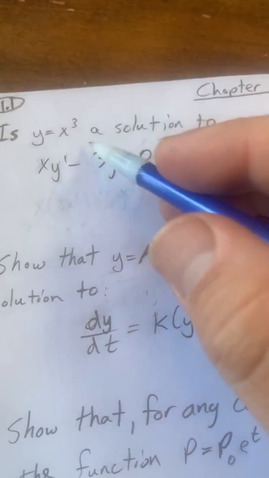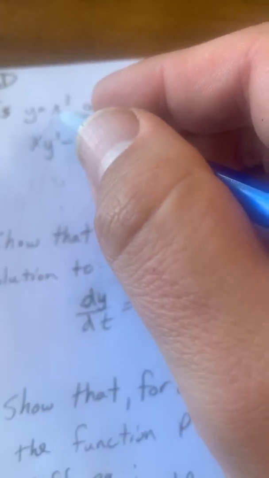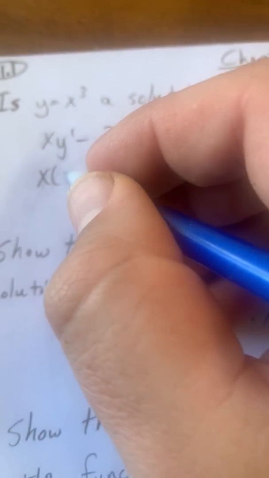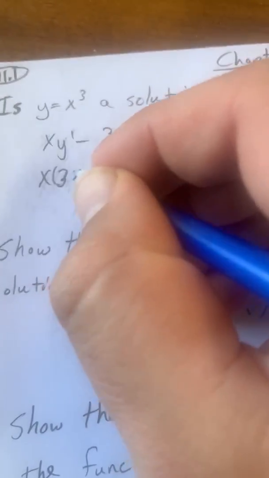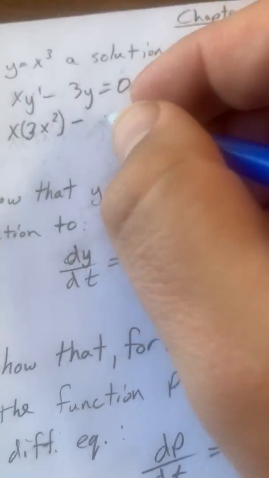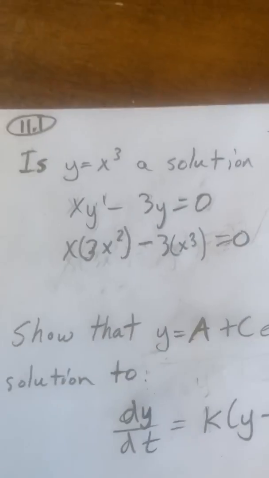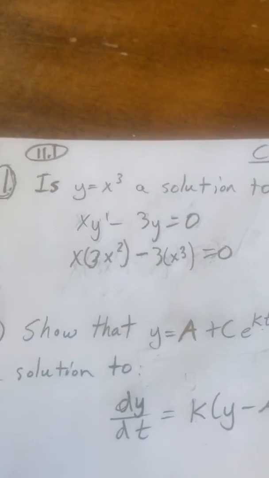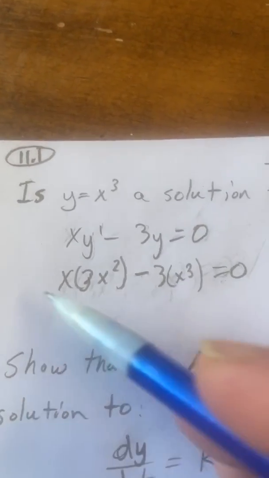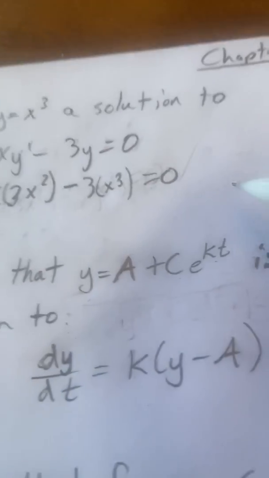So number one says, is y equals x cubed a solution to this equation? So we're going to take this derivative. The derivative of x cubed would be 3x squared. So we're going to replace y prime with 3x squared, and then we're going to replace y with what y is equal to, which is x cubed. So we're just trying to get this entire equation in terms of one variable. That variable is x in this case, usually the independent variable. If we were to multiply these, we get 3x cubed minus 3x cubed equals 0. So that is a solution.